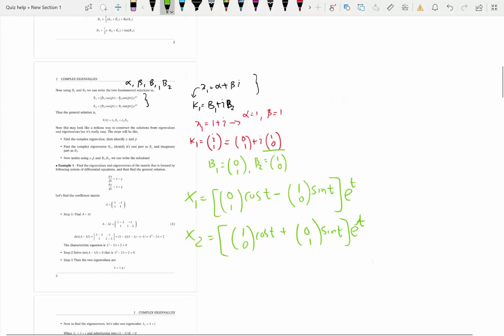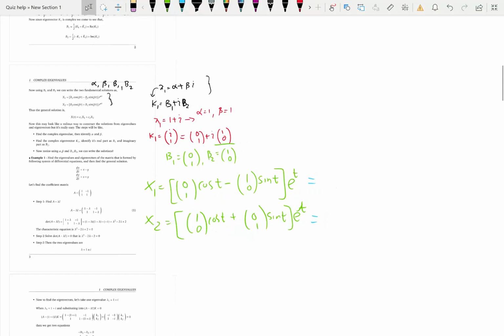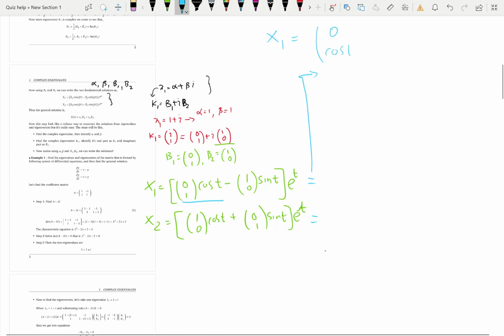Now, before I write down the general solution, I would like to simplify this. It's not necessary to simplify it, but it's good to see, especially if you get an initial value problem. So let me do that here, okay? So x1 can be written as follows. You can multiply this vector by cosine t. So 0 times cosine t is 0, 1 times cosine t is cosine t. That is what you got from the first expression. Minus, here, 1 times sine t is sine t, 0 times sine t is 0, and e to the t.